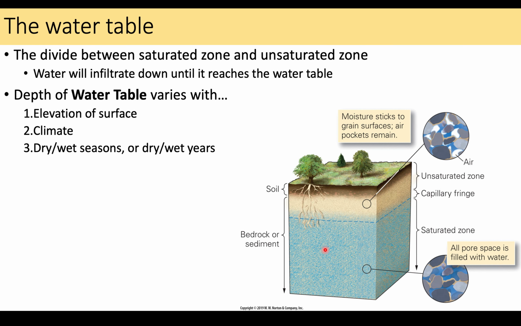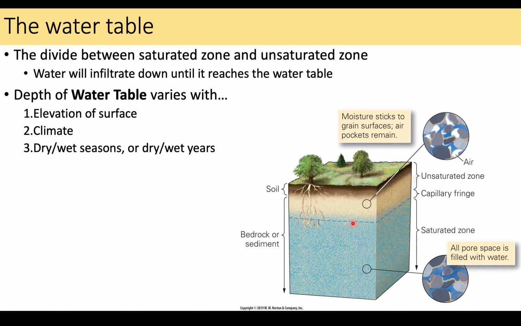So the depth of the water table, where do we actually find this water table? Because it can actually move up and it can move down. It's really due to the elevation of your surface, the climate. So are we talking about a desert? Are we talking about a rainforest? And then also the seasons. So you can have a dry season and a wet season. So you might see your water table changing in the wet season versus in the dry season.